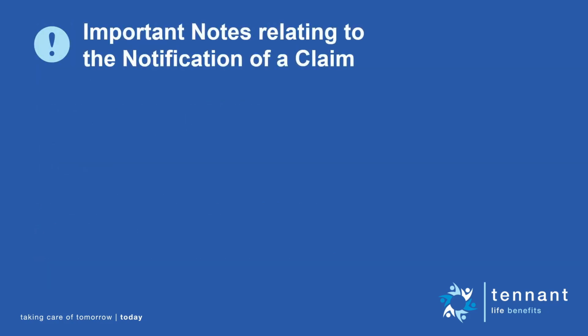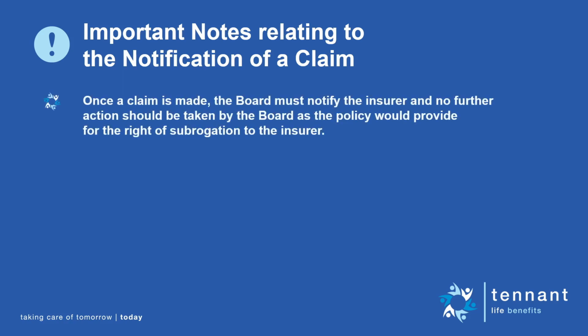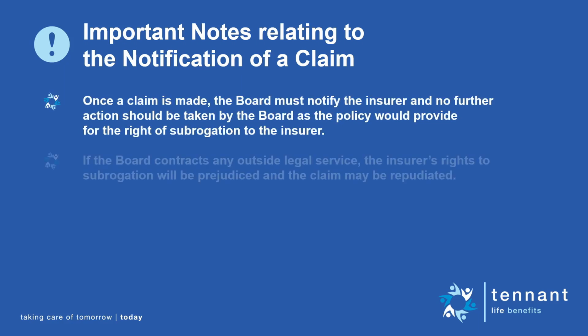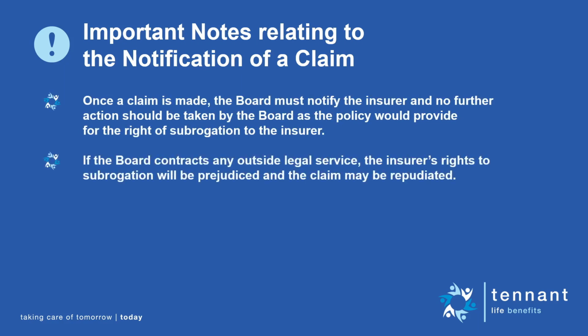Important notes relating to the notification of a claim. Once a claim is made, the board must notify the insurer. Following this notification, no further action should be taken by the board, as the policy would provide for the right of subrogation to the insurer. If the board contacts any outside legal service, the insurer's right to subrogation will be prejudiced and the claim may be repudiated. For context, subrogation is the act of one party assuming the place of another party's legal right to collect a debt or damages.